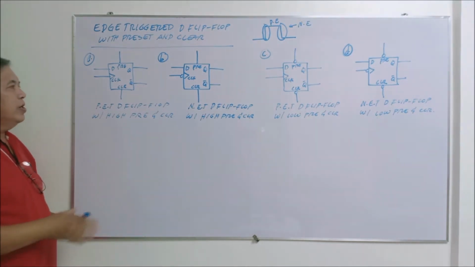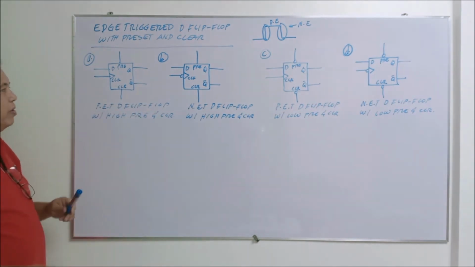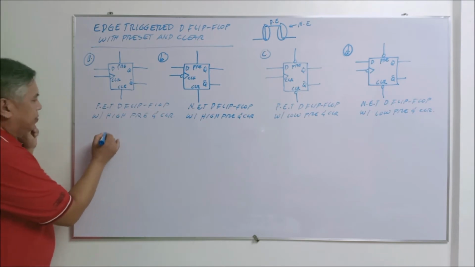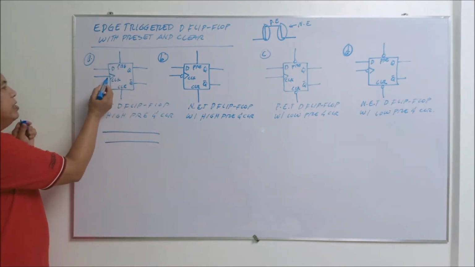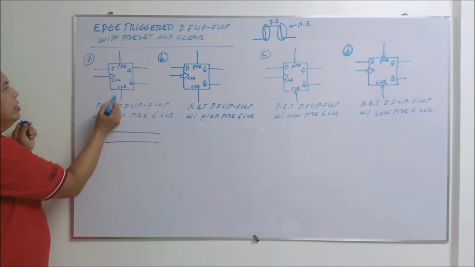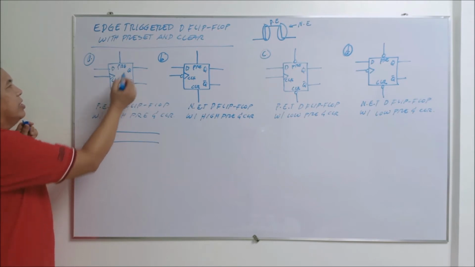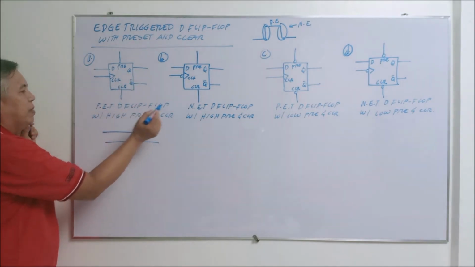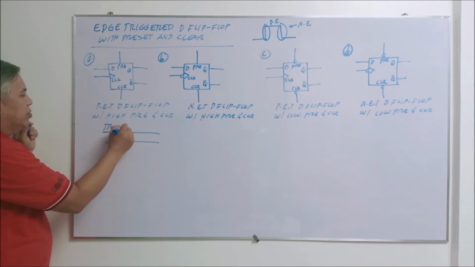Okay? So, let's have a table on these particular symbols here. Again, this is a positive edge triggered D flip-flop with high preset and clear. This is your preset here and this is your clear. So, this is the symbol for a positive edge triggered D flip-flop with high preset and clear. And this will be our truth table.